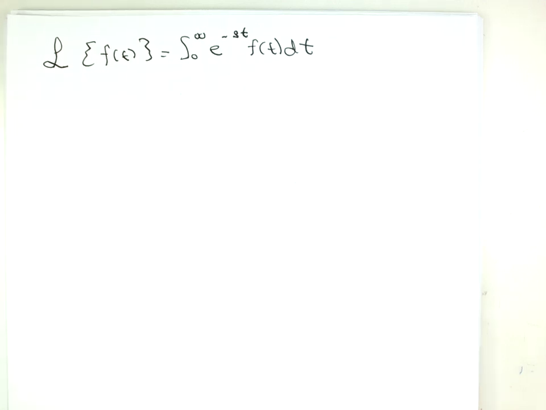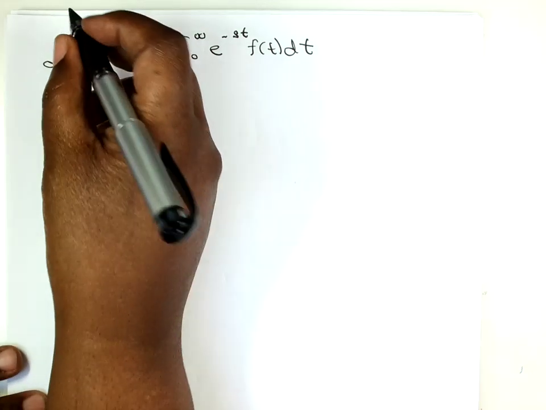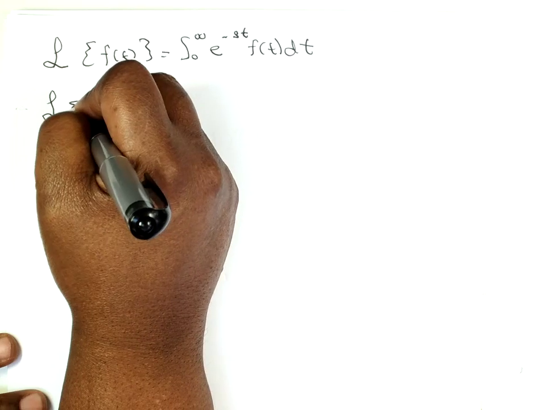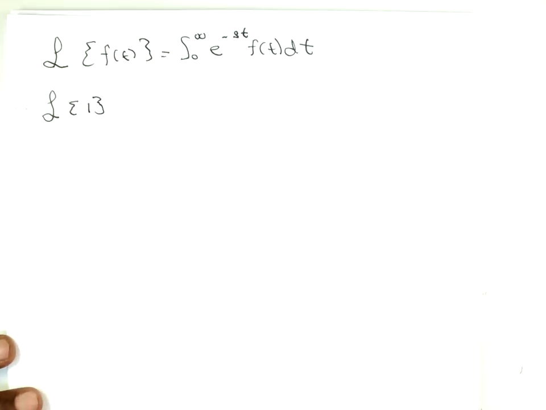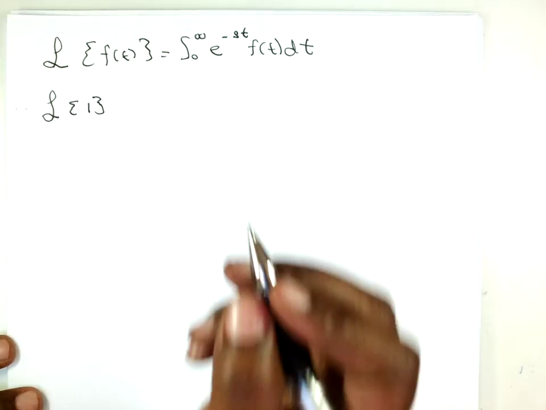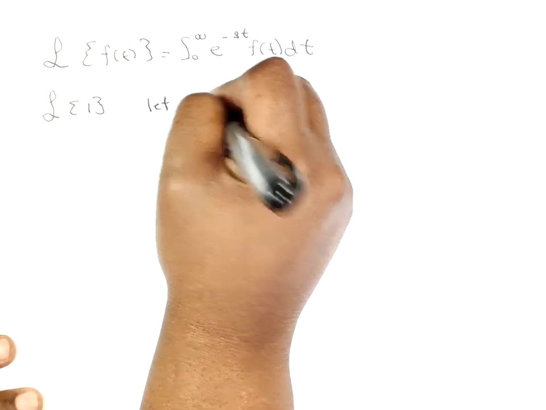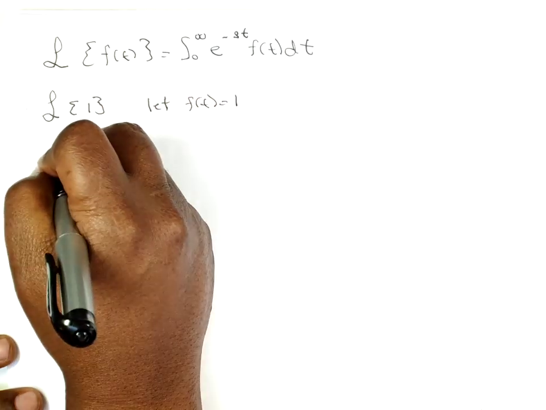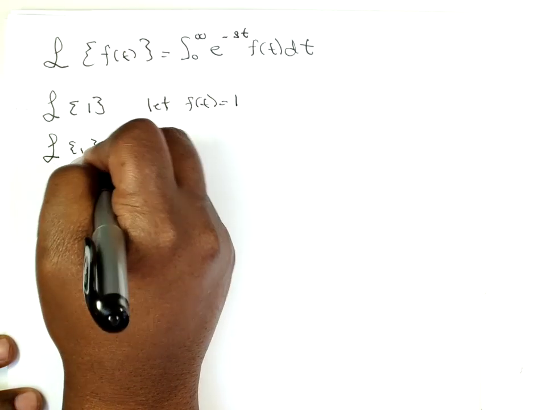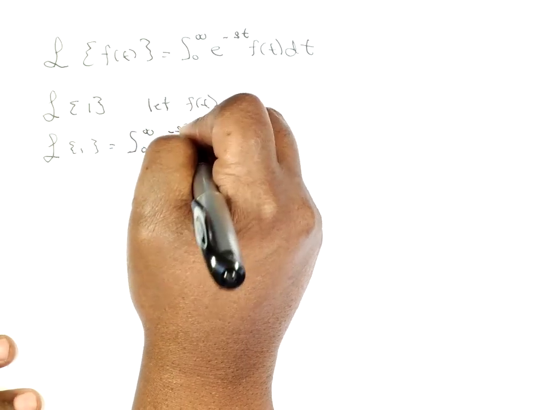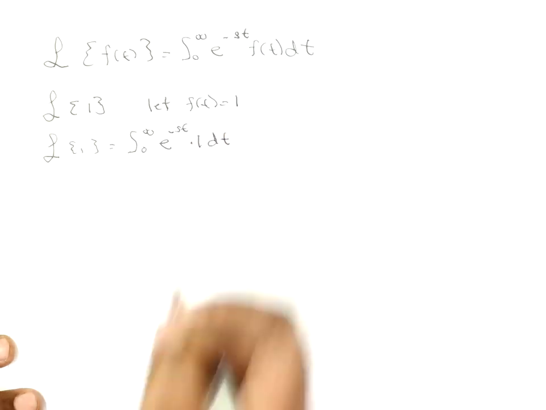Okay, so here's the definition of the Laplace transform again, written up top, and then we're going to start actually building them out. So the first one, I just want to find the Laplace transform of 1, which just means let f of t equal 1. So the Laplace of 1, by definition, is the integral from 0 to infinity of e to the negative st times 1 dt.